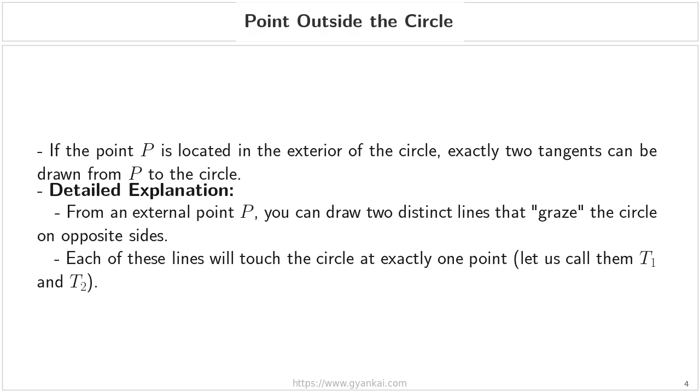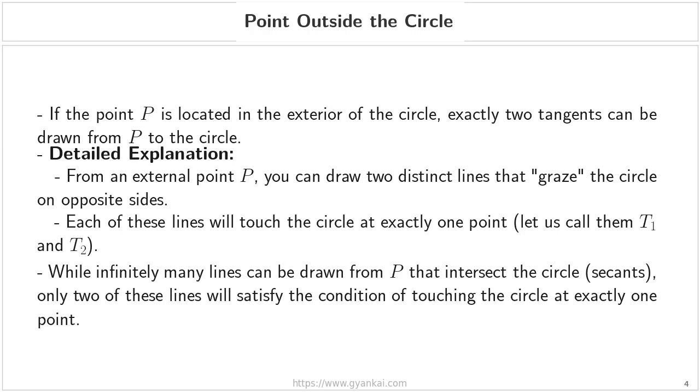Each of these lines will touch the circle at exactly one specific point. Let's label these points of contact as T1 and T2. Now, a common point of confusion is thinking there might be more. While it is true that you can draw infinitely many lines from point P that pass through the circle, which, as we learned in the previous slide, would be called secants, only these two specific lines satisfy our strict rule of touching the circle at exactly 1 point. As we will see in our next few slides, this concept is exactly like a satellite in orbit looking down at a planet.